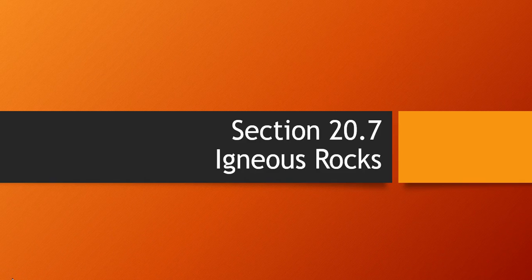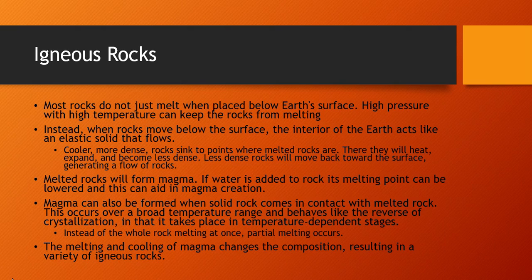Section 20.7, Igneous Rocks. Most rocks, if you were to somehow push them below the Earth's surface, the high pressure and high temperature there is going to keep the rock from melting. Instead, as you go down into the Earth, you find what is kind of like an elastic solid of rocks. Think of it kind of like the surface of the Earth floating on jello, if you will. It's an elastic solid. It can bend and stretch, but it's still solid.